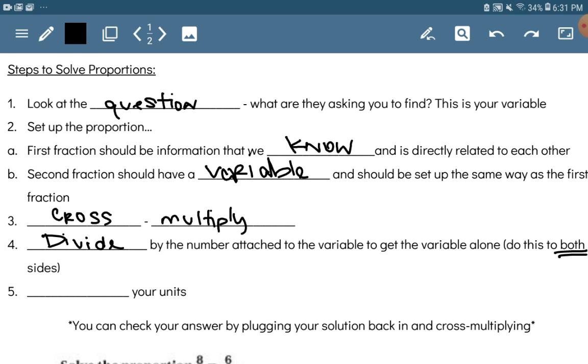Finally, since we are dealing with word problems most of the time, we want to make sure that we label our units. At the bottom there, it says you can check your answer by plugging in your solution and then cross multiplying.